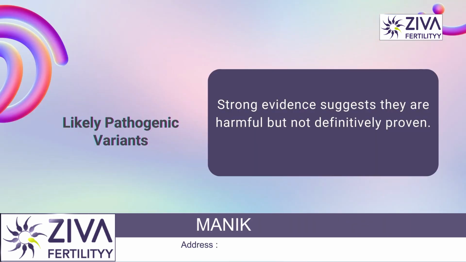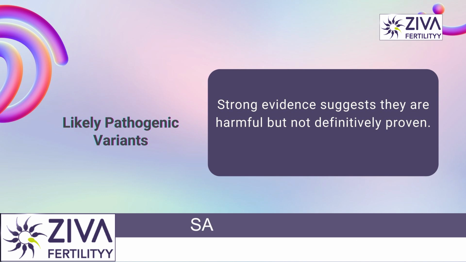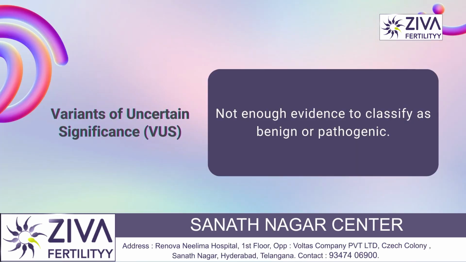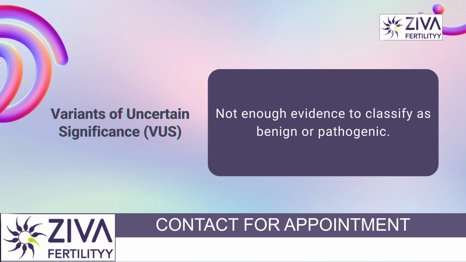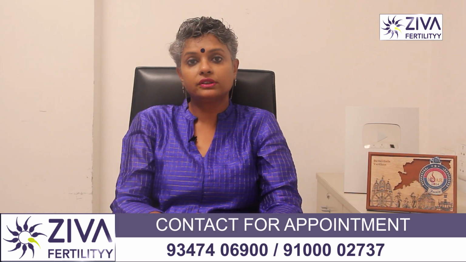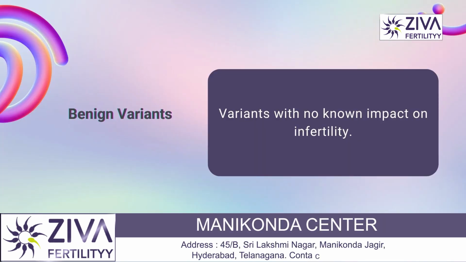Likely pathogenic variants have strong evidence that suggests they are harmful but not definitely proven. Variants of uncertain significance also should be talked about. These do not have enough evidence to classify as benign or pathogenic and require further studies. Benign variants are variants with no known impact on infertility.